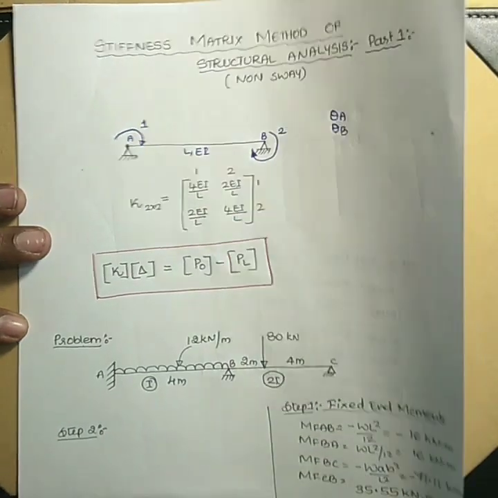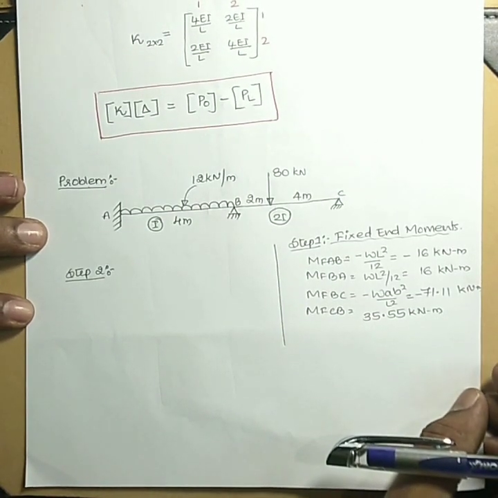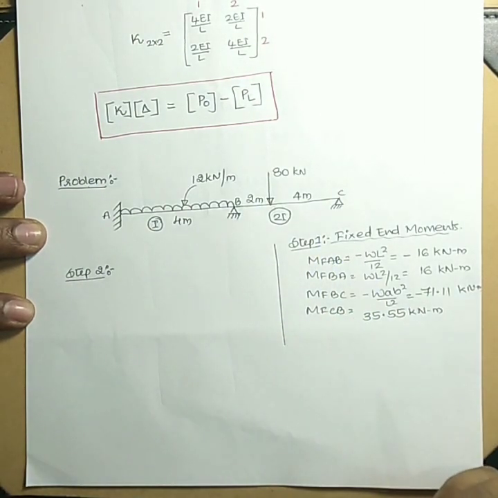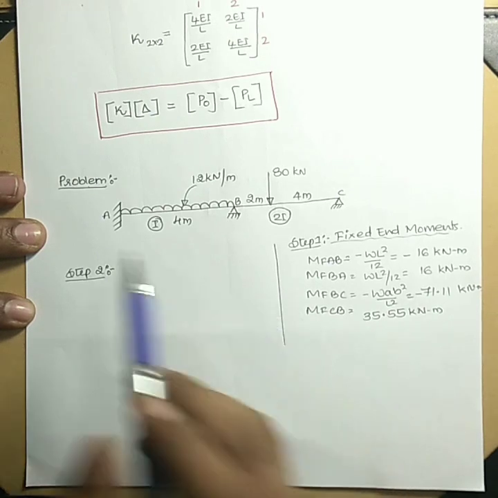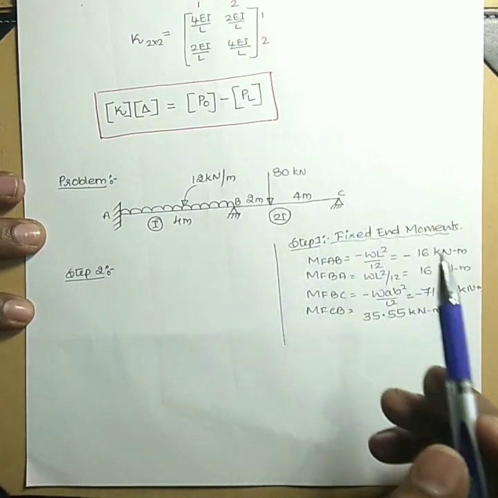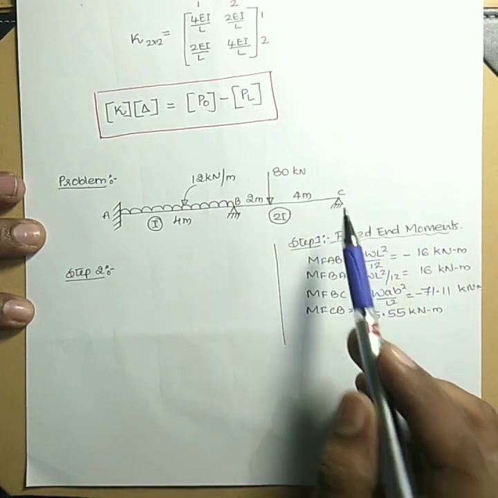Now we will go with the problem. First, you can see this problem. You have beam A, B, C, for which you have to analyze and draw SFD and BMD. I think drawing SFD and BMD can be done easily, but the only thing is you have to find MA, MB, and MC. MC is already equal to 0 since it is a hinged support.